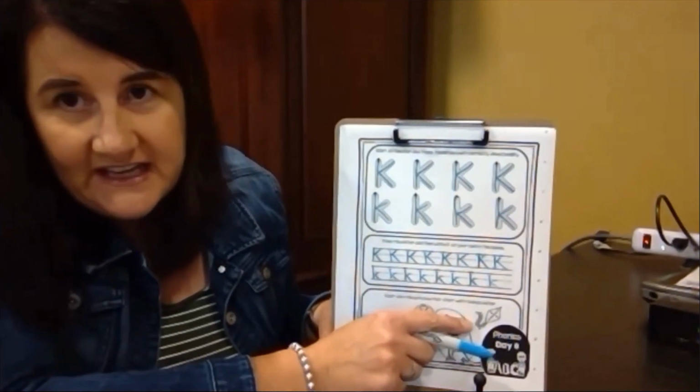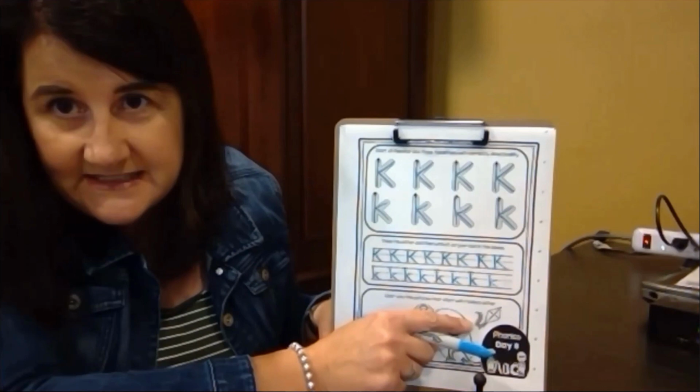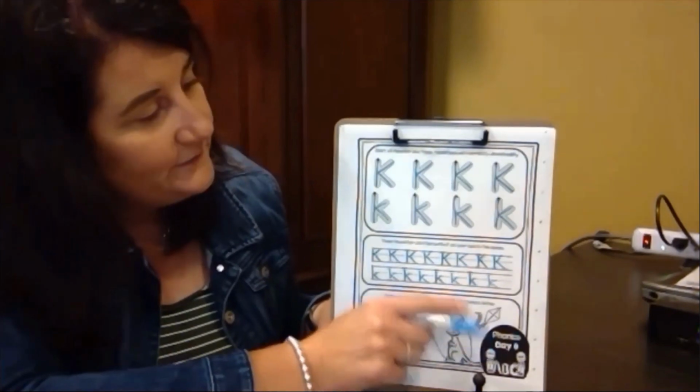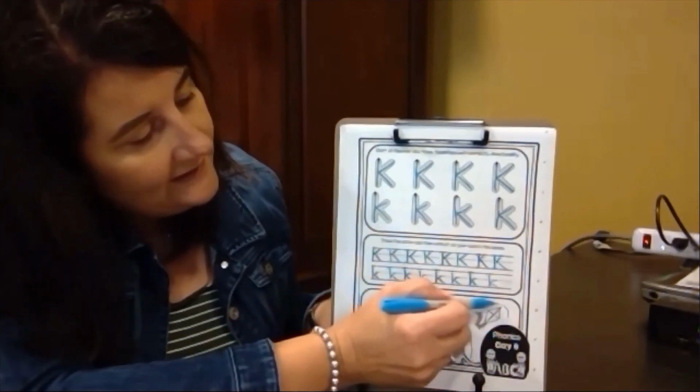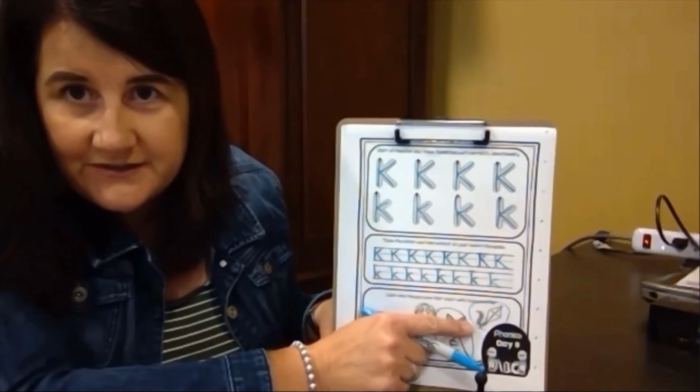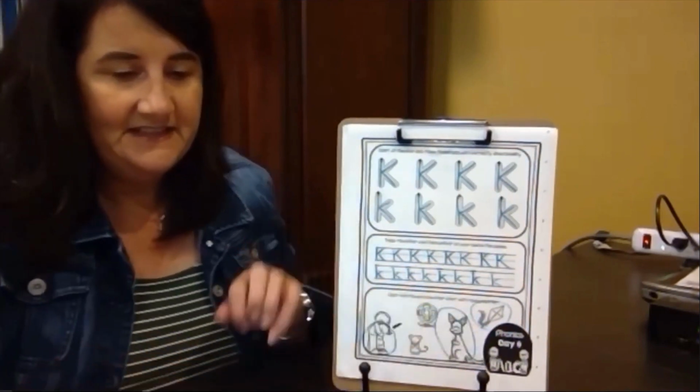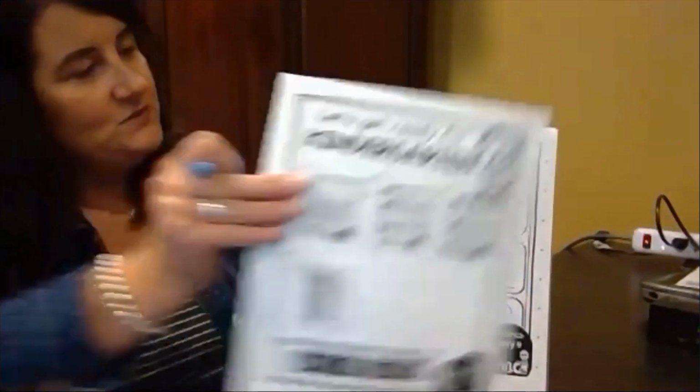The next picture is kite. Kite starts with the K sound. So I'm going to circle that kite, and then you're going to take your time and color that kite. So that is how you do page 1.